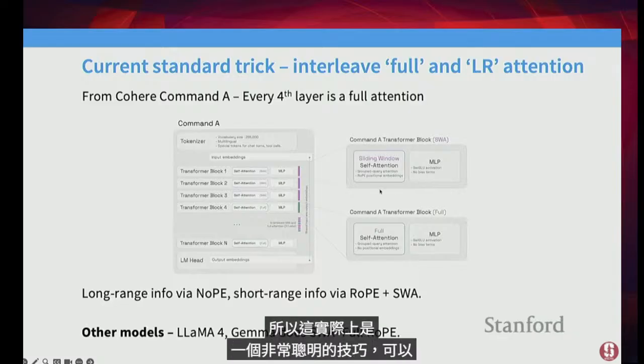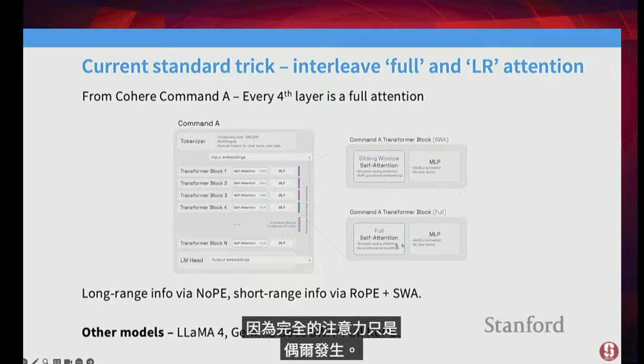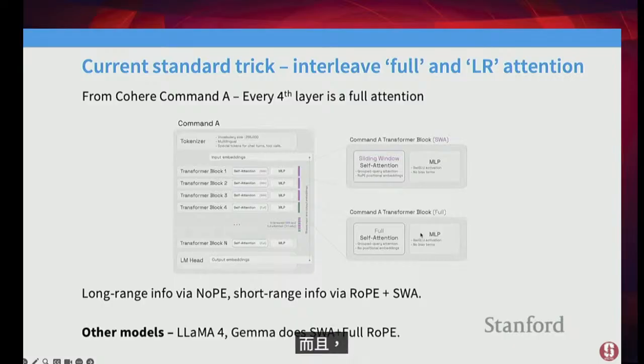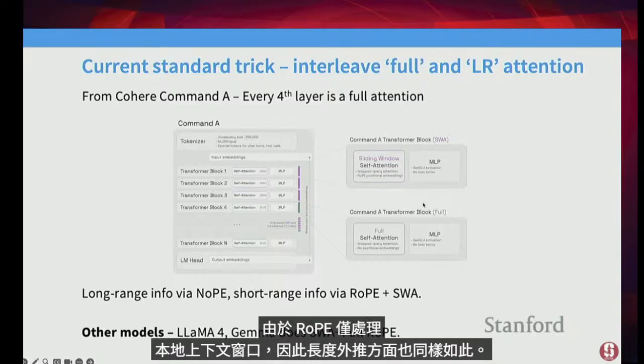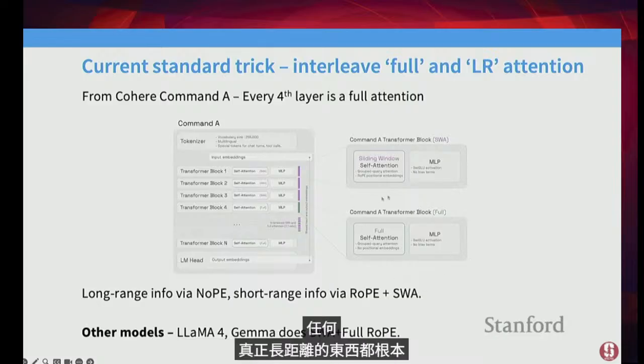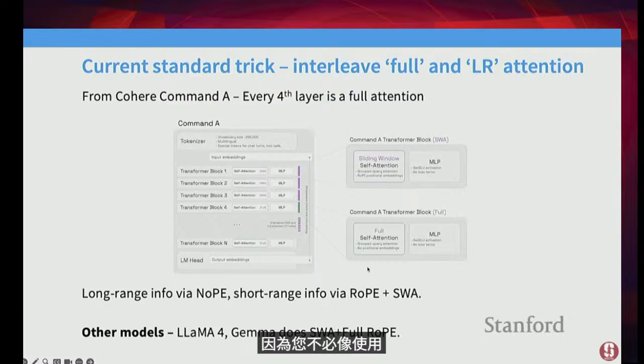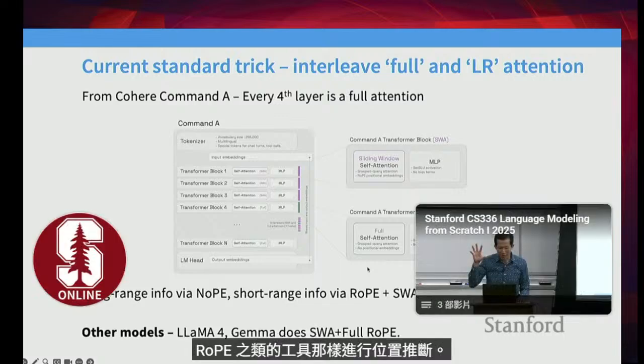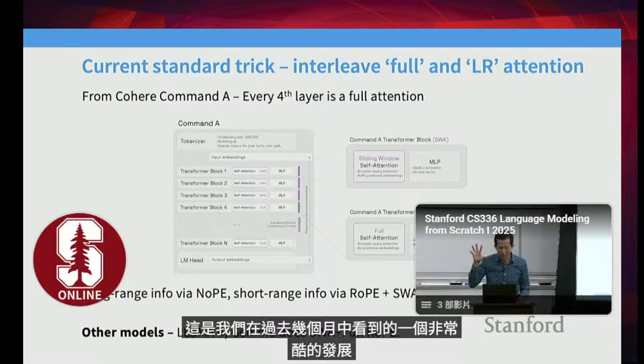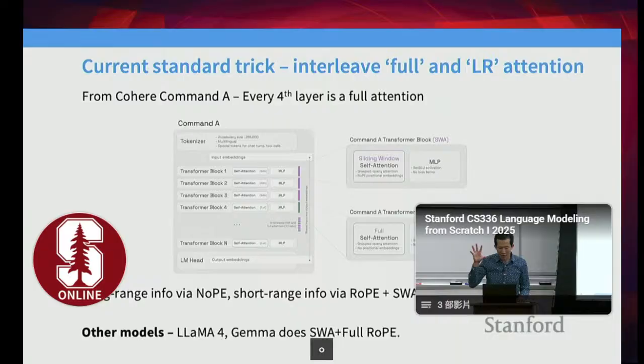This is a really clever trick to control the systems aspect of things, because the full attention only happens every now and then. It also helps the length extrapolation aspect, because rope only deals with local context windows, and anything that's really long range has no position embeddings at all, so it could extrapolate very aggressively. You don't have to do the position extrapolation that you do with something like rope. So that's a really cool development that we've seen in the last couple of months.